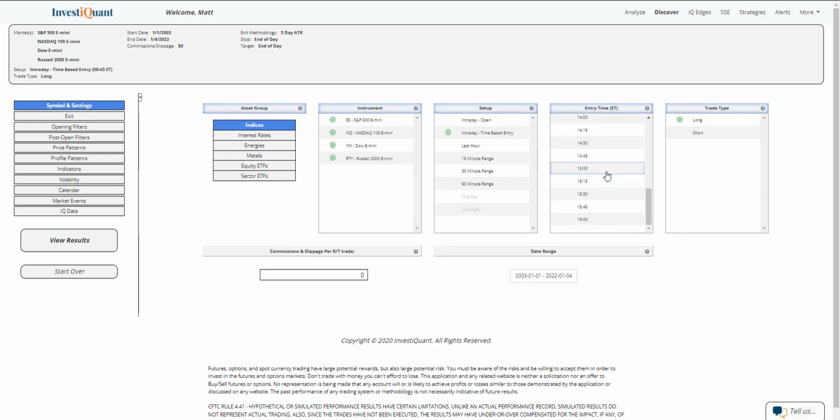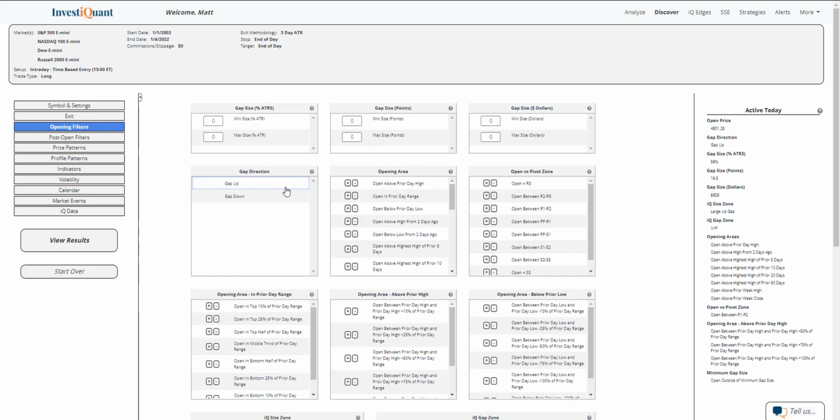So let me go ahead and get this set up. We're going to use a 3 p.m. entry based upon getting long at 3 p.m., exiting at 4:15 p.m. Eastern time. Now, this morning we gapped up. I'm going to add that to the study by going to gap up here from the opening filters.